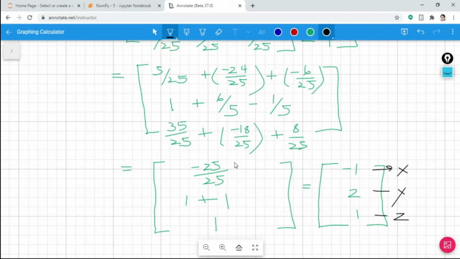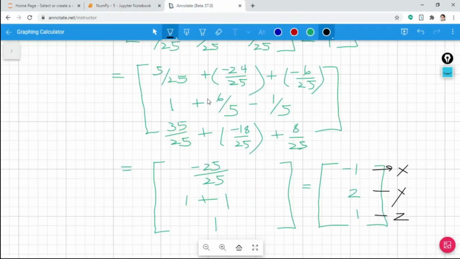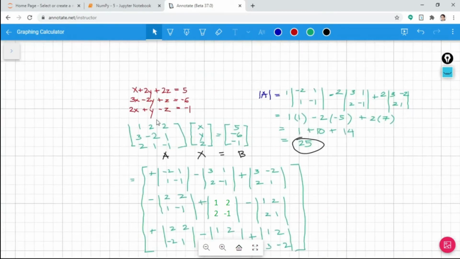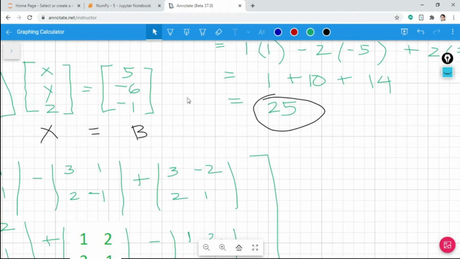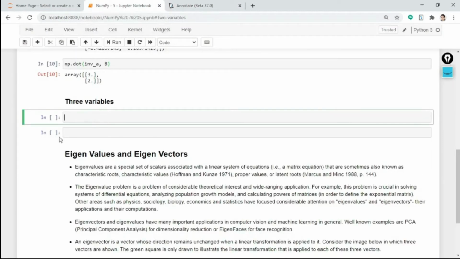Okay, so let us confirm if the same result will be given by NumPy. So again, for a 3 variable, let me have the given first. So we will be using this one. So let me zoom. Okay, so this will be our A. So 1, 2, 3, negative 2, 1, 2, 1, 1. Okay, so let's try this one. So let me just type this one.